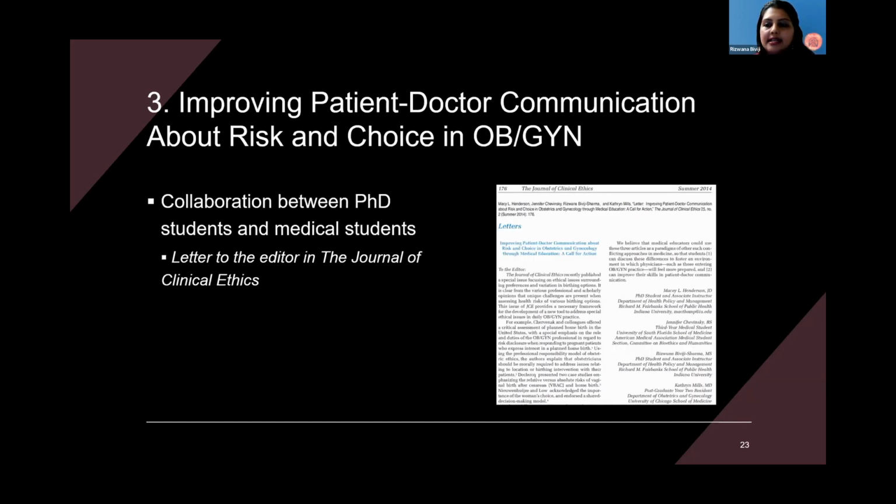And the next is improving patient-doctor communication. This was a call to action and a collaboration between PhD students and med students, of which I was a part. We sent a letter to the editor, which was eventually published in the Journal of Clinical Ethics. You'll see that on the right. And do note that I have shared these materials on the conference app as well. So if you are interested in learning more about these projects, or how to write a letter to the editor or submit a review article, you can very well look that up or connect with me as well.